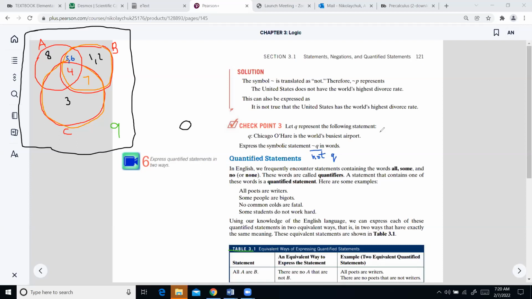And Professor, yes, what is the difference between this symbol that you just showed us with Q and the other one with P?